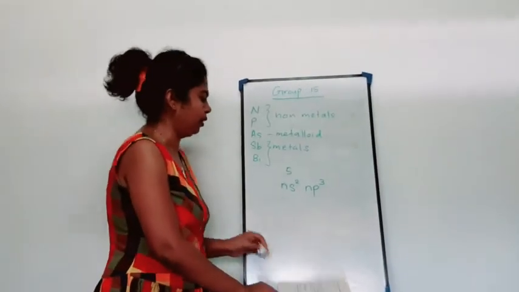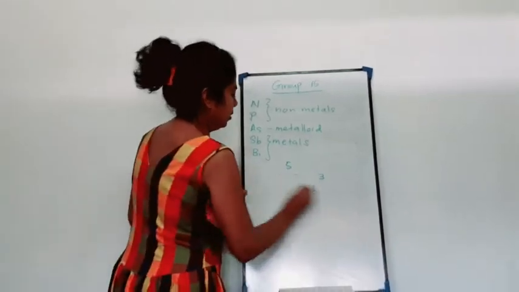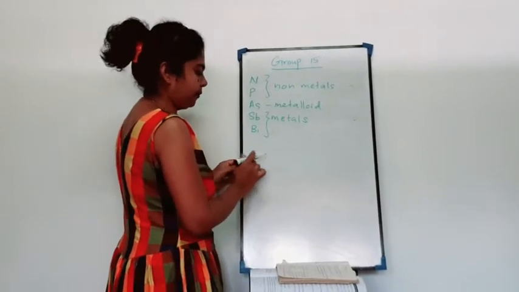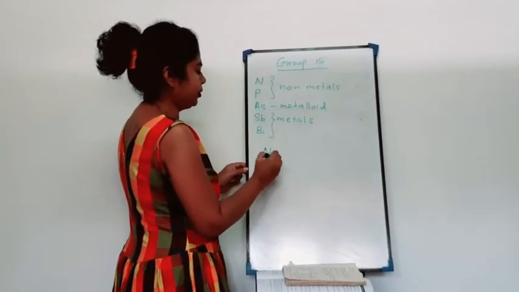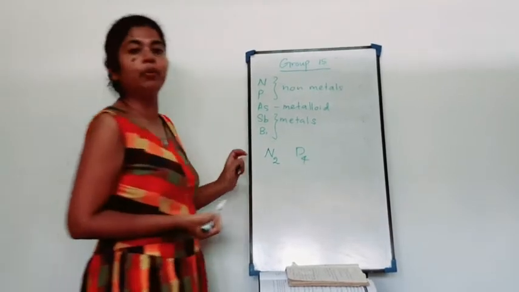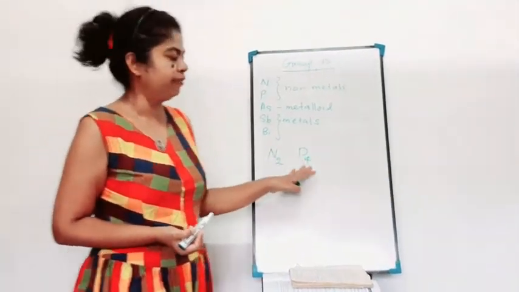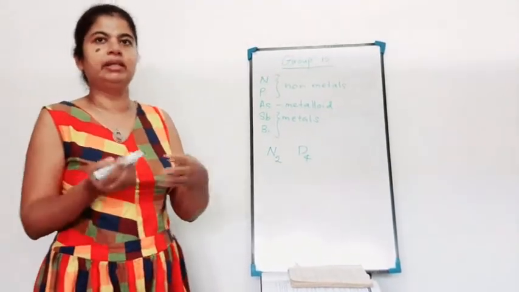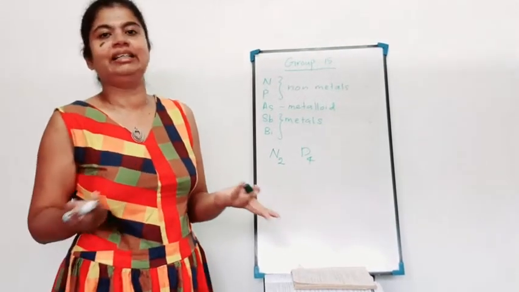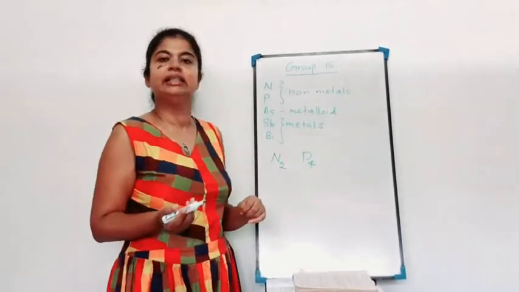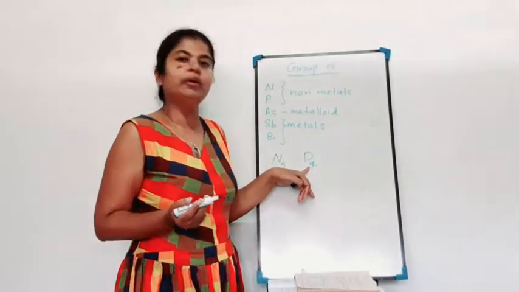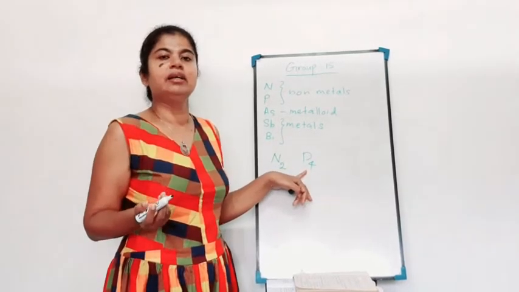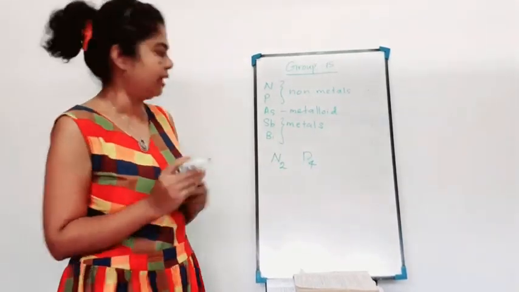I will give you a small question. If we consider N2 and P4, both are molecules. But N2 is very inactive. At normal temperature, it acts as an inert gas. Why does it act as an inert gas? P4 is actually highly reactive. So how do we explain this? I am going to explain that.